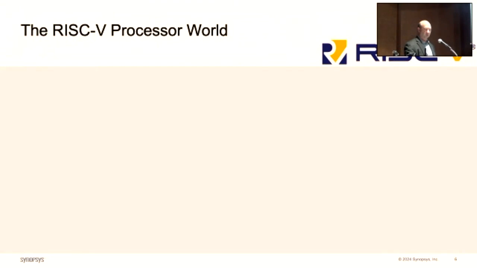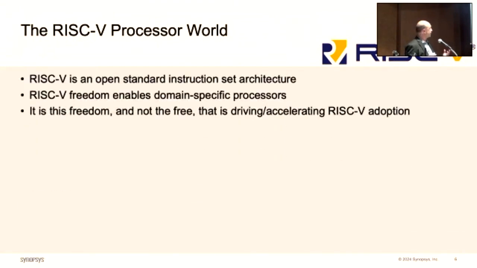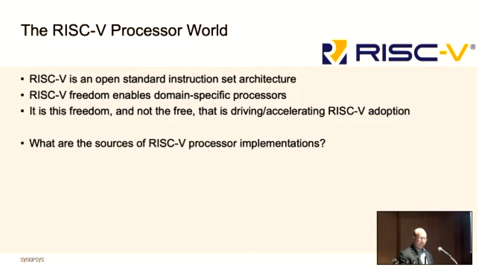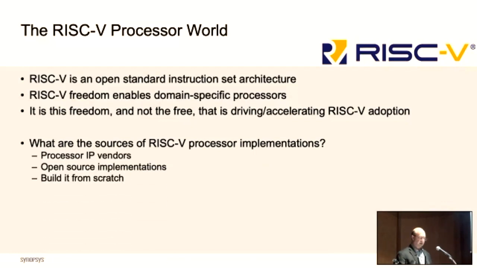So, the RISC-V processor world. RISC-V is an open standard instruction set architecture. It is not open source. The RISC-V freedom is what enables these domain-specific processors. And again, it's this freedom and not the free that is driving and accelerating RISC-V adoption. So what are the sources of RISC-V processor implementations?